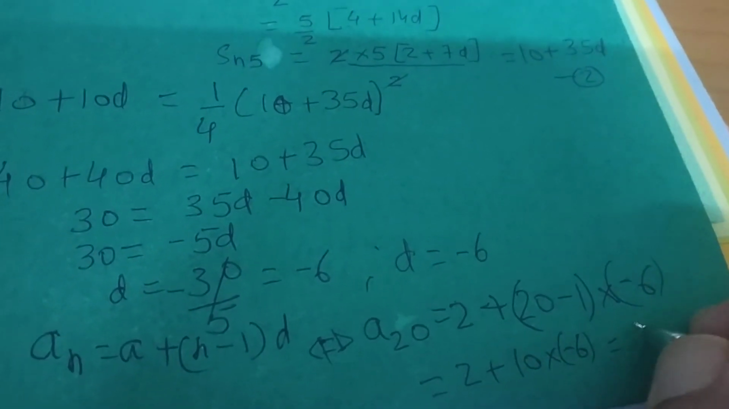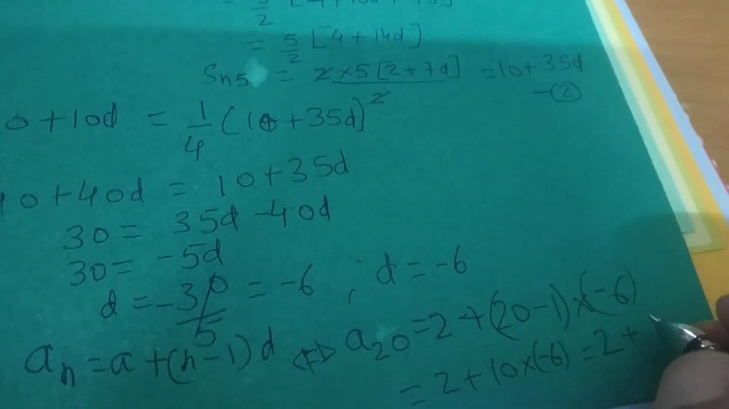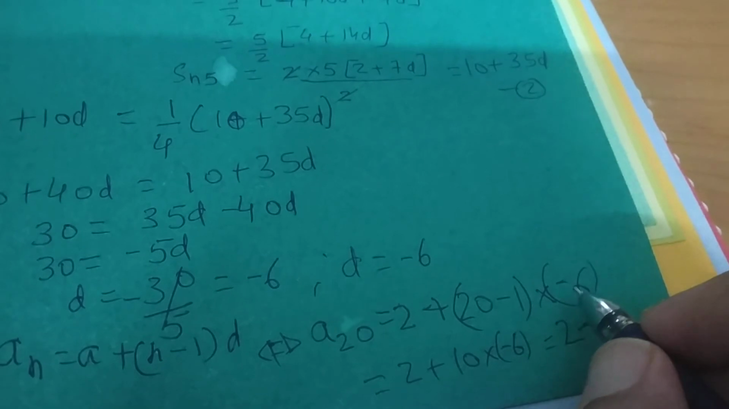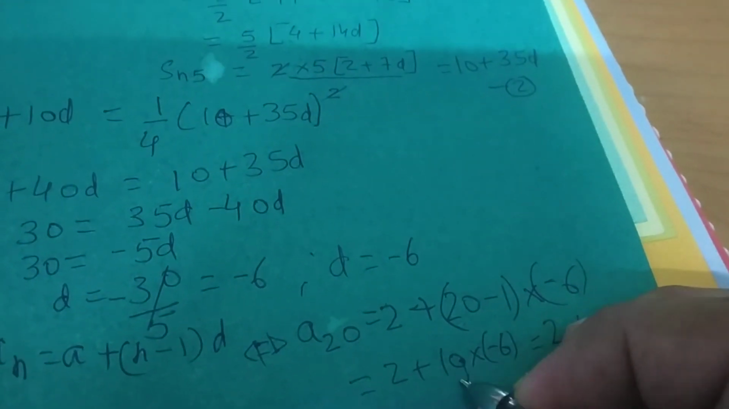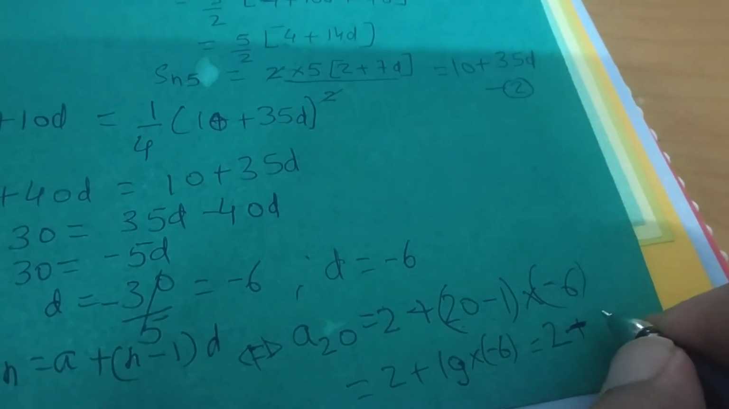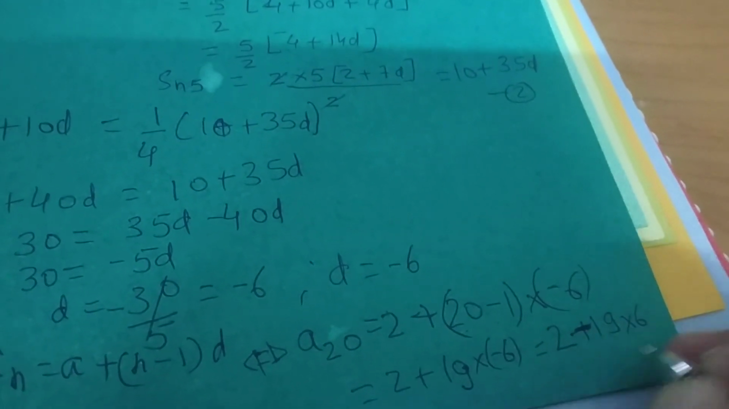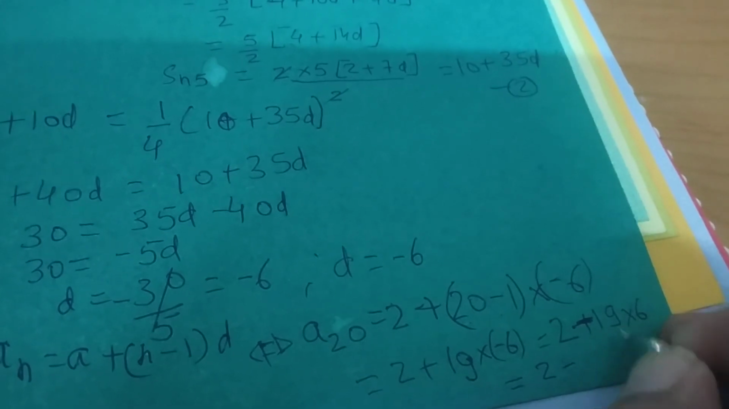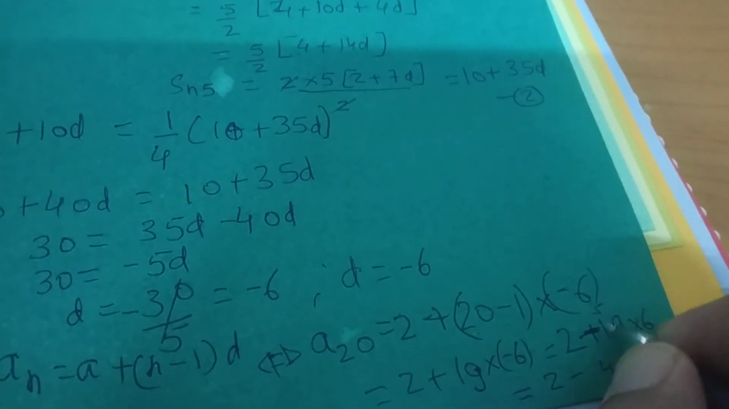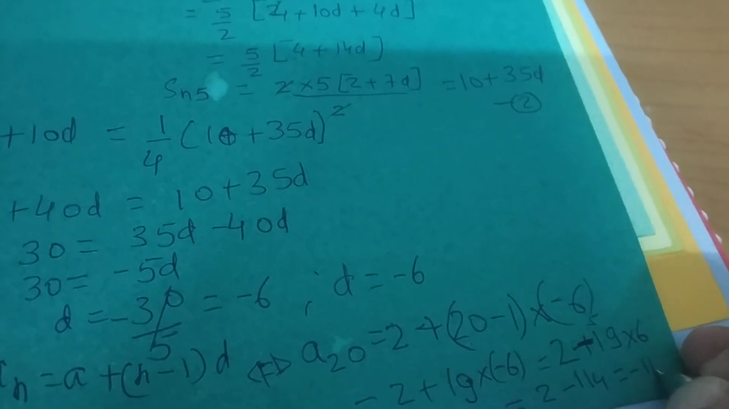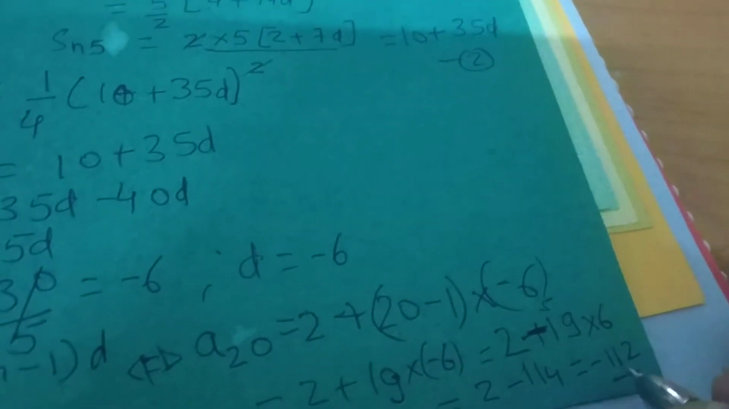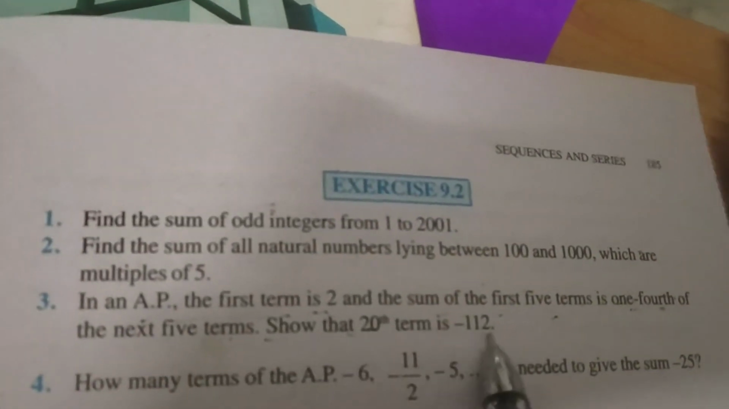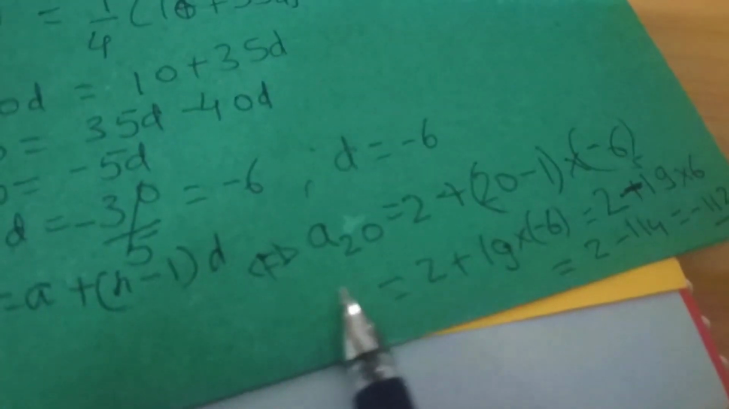Sorry, 20 minus 1 is 19. So 19 into 6 is 114. So this is equal to 2 minus 114, which is minus 112. So we had to prove minus 112, and we have found the 20th term as minus 112. So this was the question.